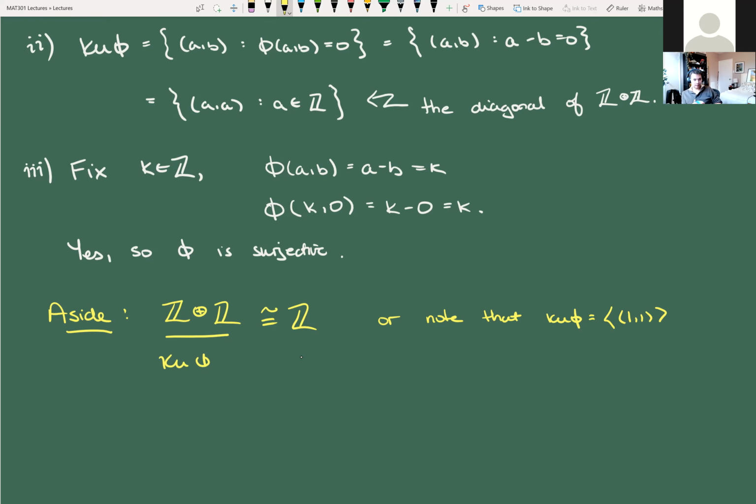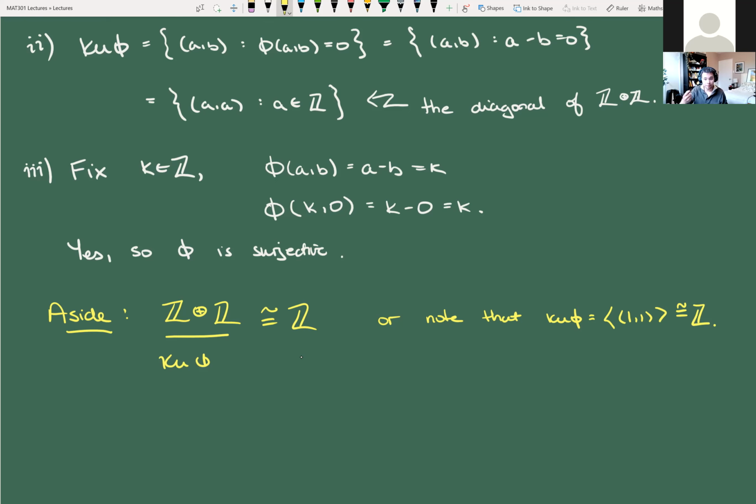So this is generated by, yeah, exactly. It's generated by (1,1), right? Everything looks like some product of (1,1)s. Yeah, so you nailed it. What is that isomorphic to? It's cyclic. What is the order of (1,1) in Z plus Z? What is this isomorphic to as a group? We said it's cyclic. There's a unique cyclic group of every countable order. So what must this be isomorphic to? Yeah, exactly. It's isomorphic to Z.